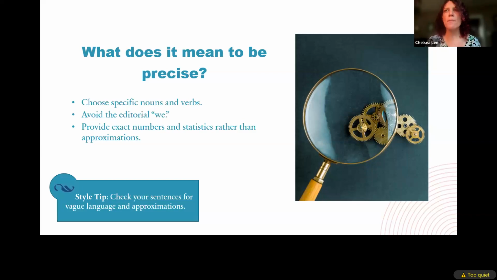Say some people do not have internet access. The noun people is very general. Internet access could also be more specifically defined.